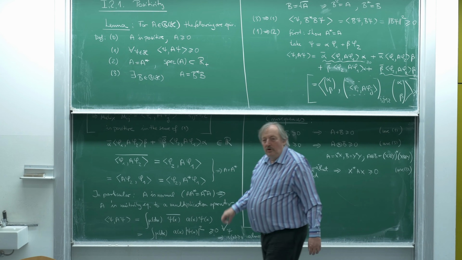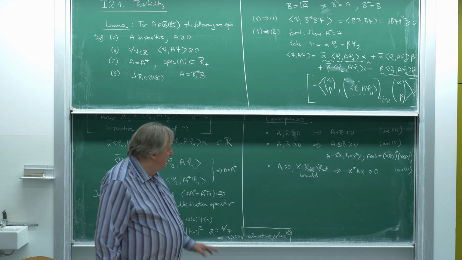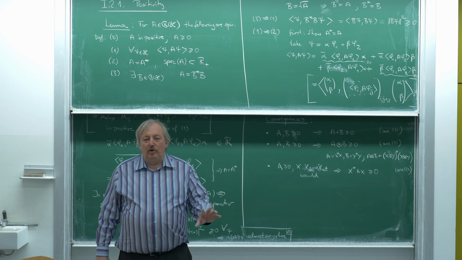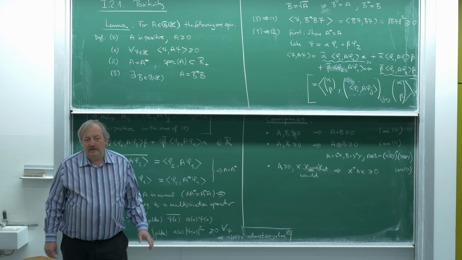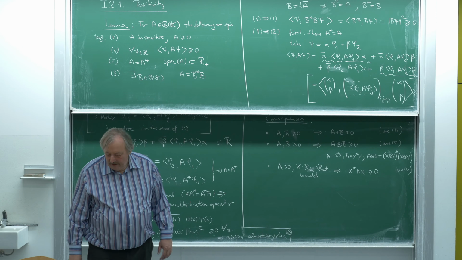And this is a very important observation. Actually, this transformation from A to X star AX is the prototype of a completely positive map, and this is what we need for all the channels. So this is a very, very fundamental observation.